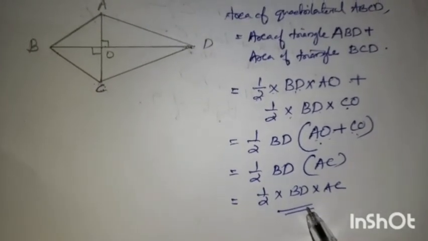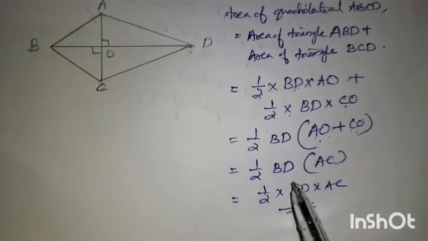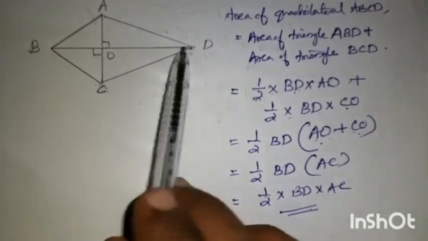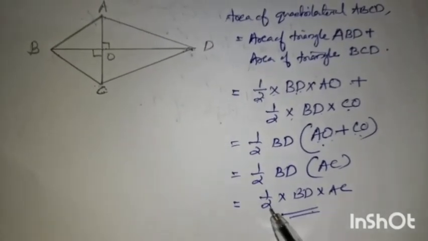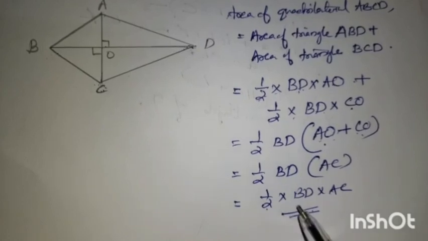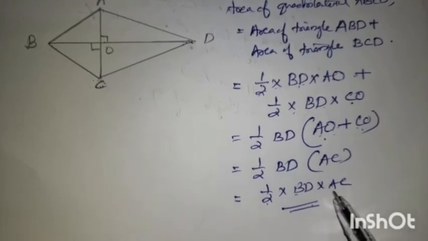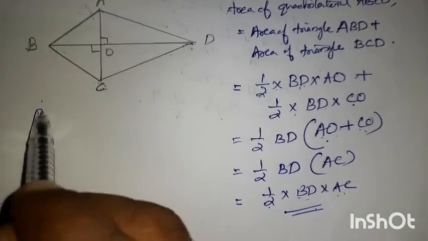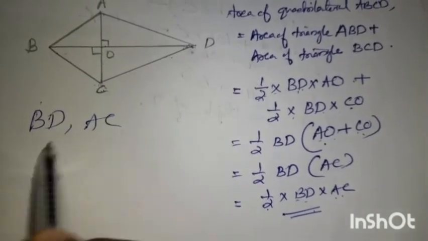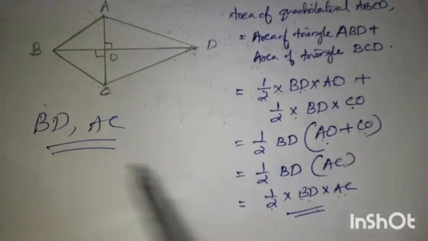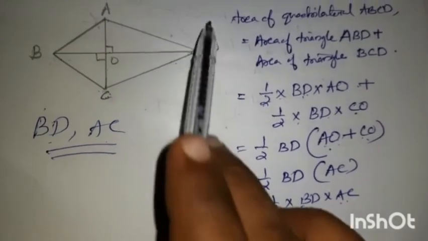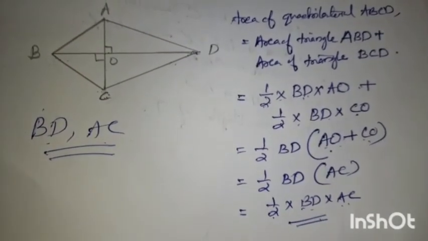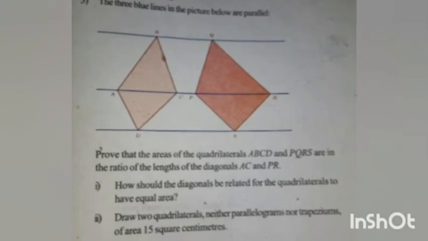So the area of quadrilateral ABCD is half of the product of the lengths of the two diagonals. Here BD and AC are the diagonals. So half into BD into AC is equal to the area of this quadrilateral. Try to do this fifth question as a homework.